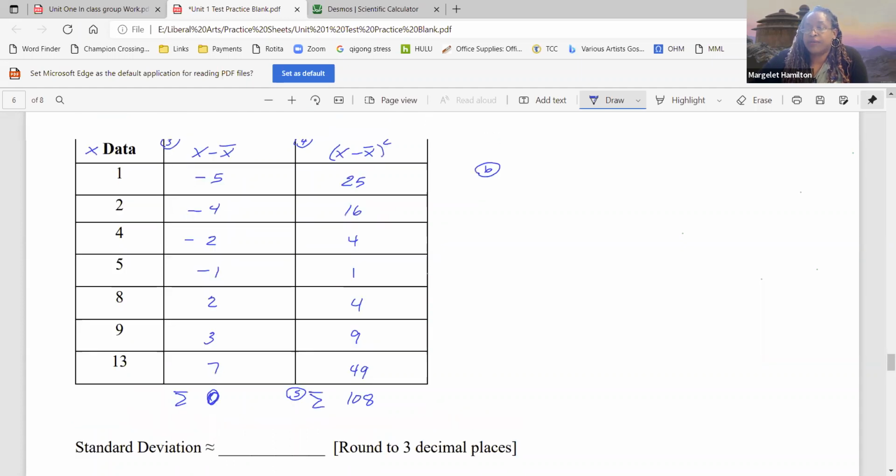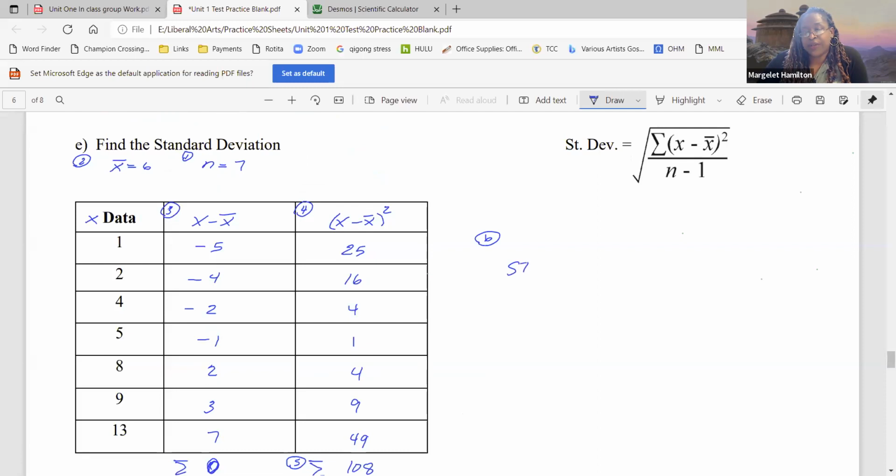Pulling it all together now. So we have our standard deviation equals. Can't forget the square root sign. So the square root of 108 divided by, here's where we need that n. So n minus 1. The n is 7, so 7 minus 1. All right, so we're working it out in that calculator now. So we're going to get the square root. Here's 108 divided by 7 minus 1, which is 6.